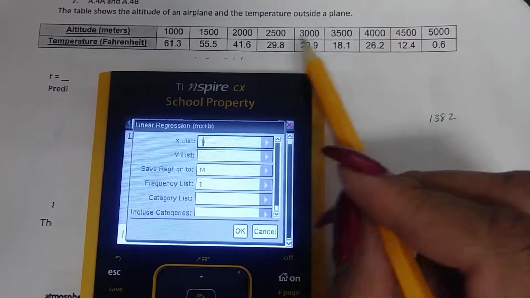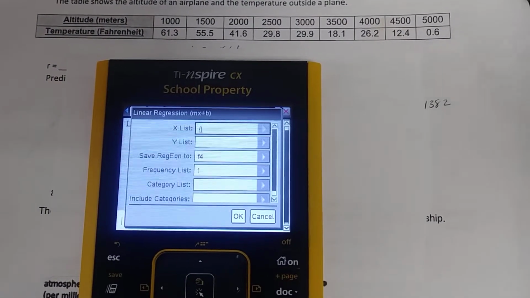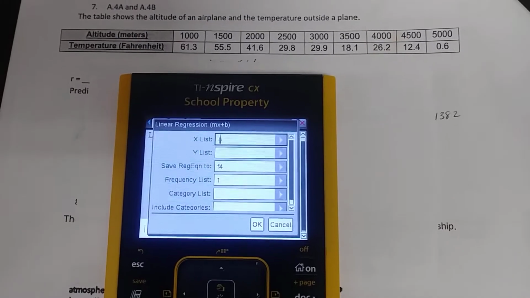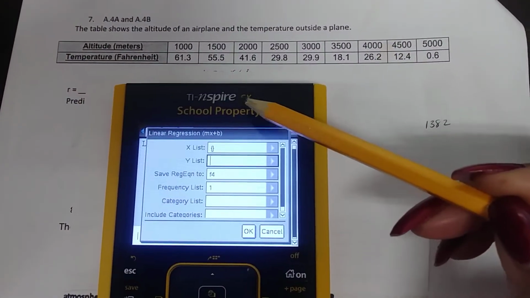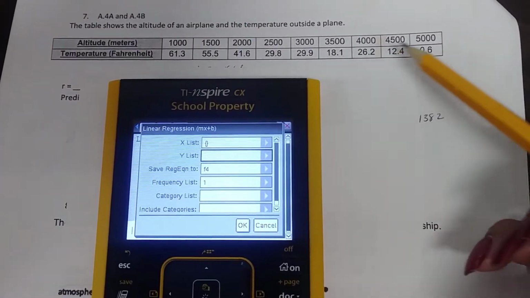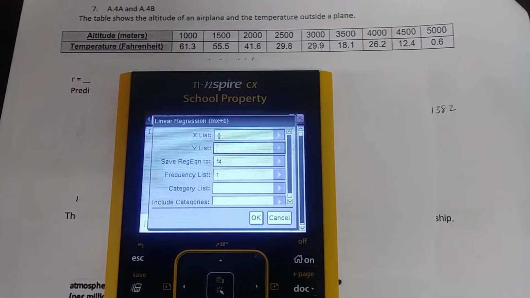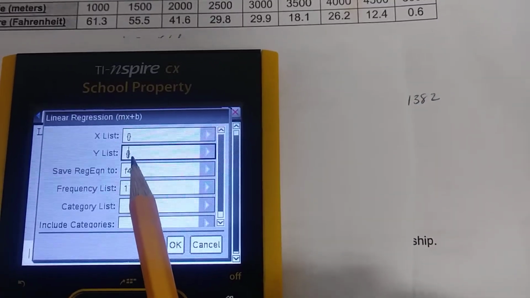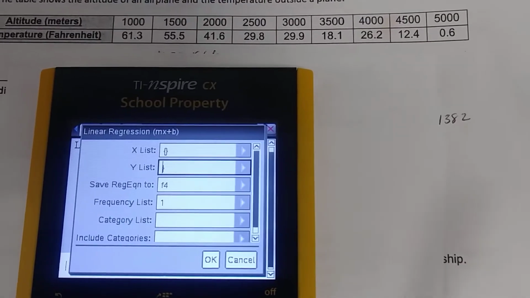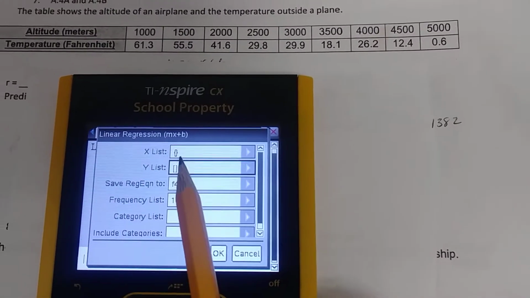So I'm going to put in the top row of information with commas between each number. And then for the Y list, I put the bottom row of information, commas between each number as well. Don't forget to put the brackets with the curves. Don't use the box brackets. Don't use these. Use those.